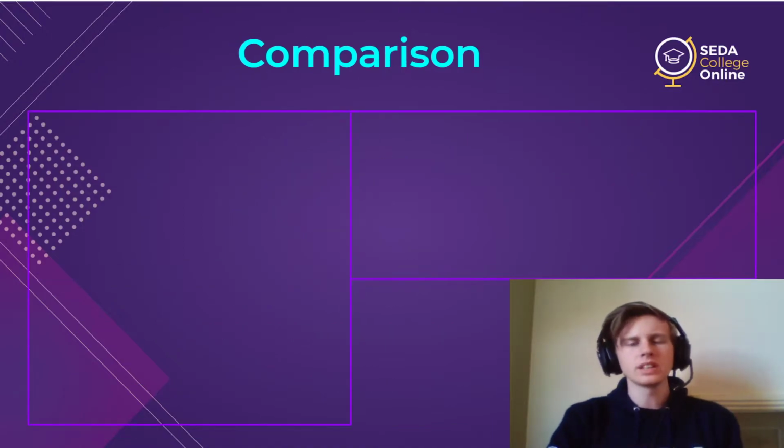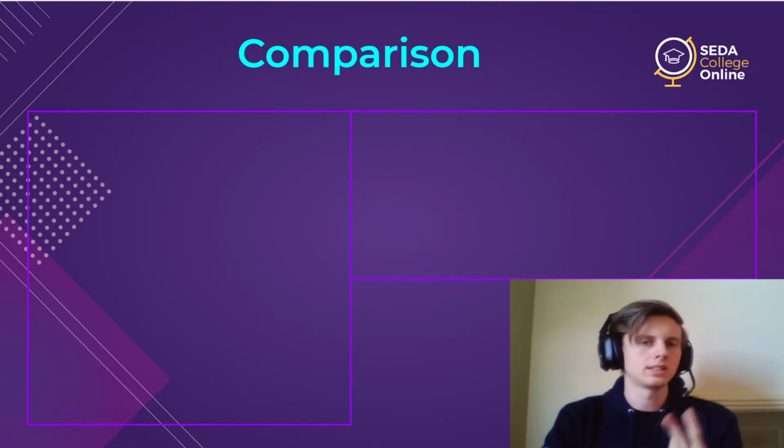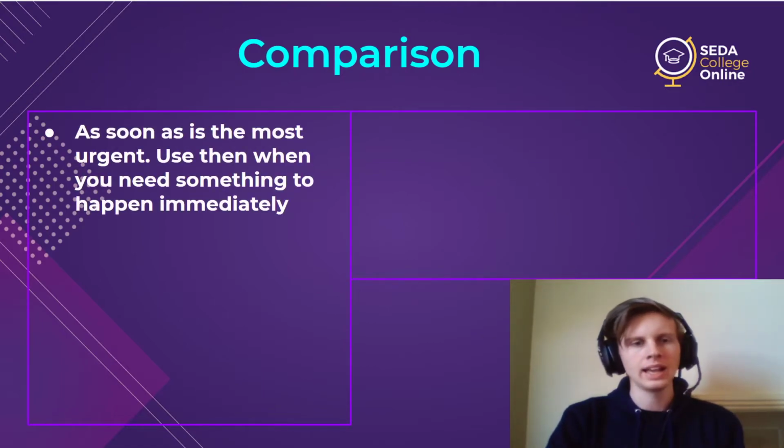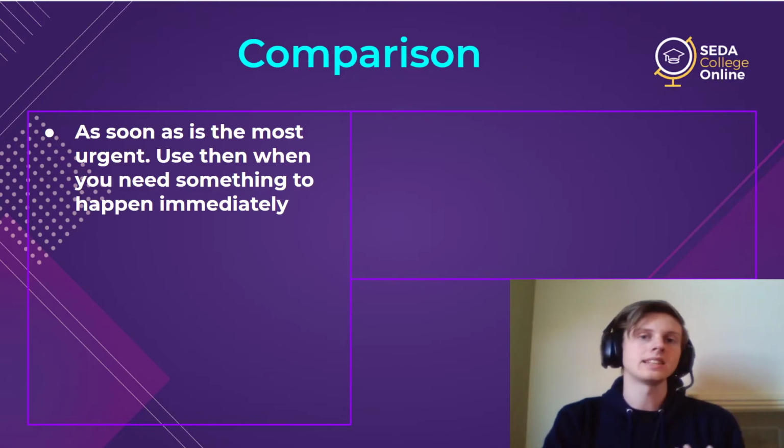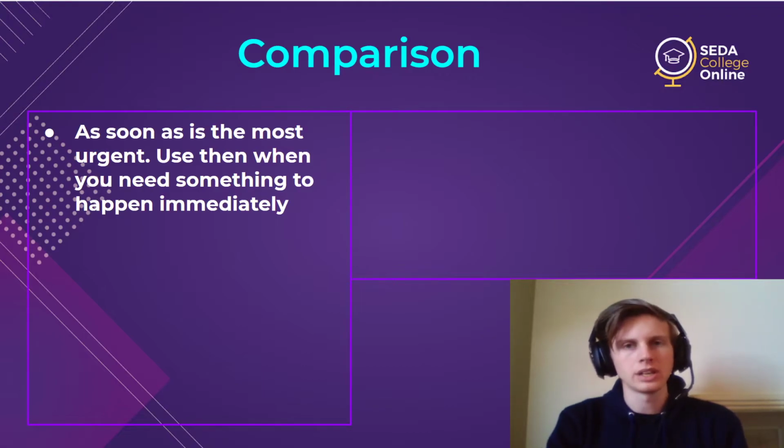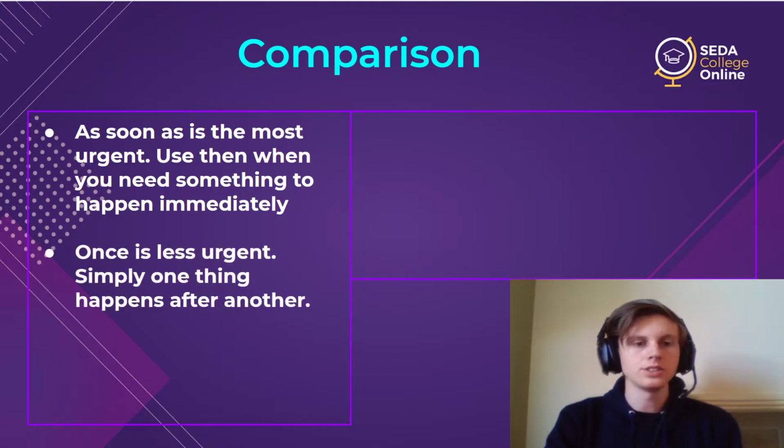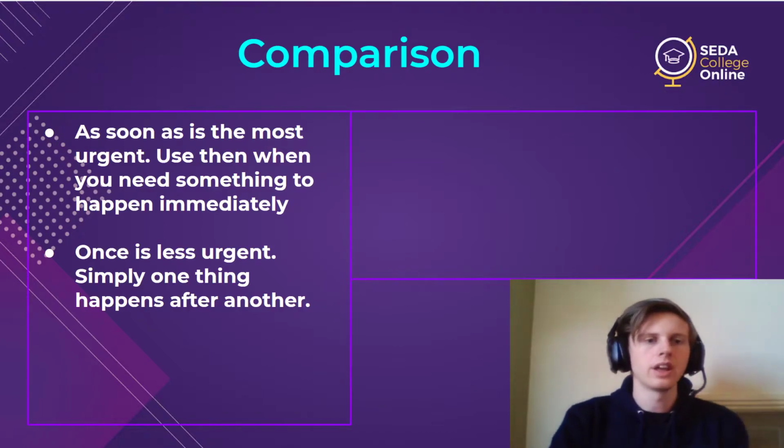So specifically, how is it different? How are the three of those different? When, as soon as, and once? Well, as soon as is urgent. This one has that special meaning of very urgent. It needs to happen immediately. So only use this one when things are really important or time is very important. Otherwise, you can use once because once is less urgent. It just means one thing happens after another.